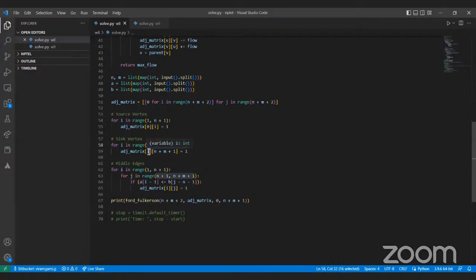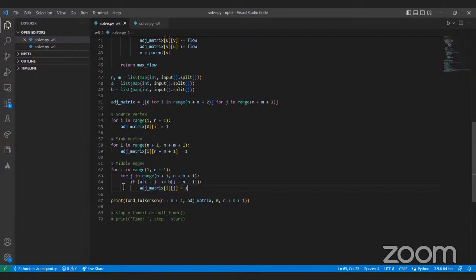So I am adding an edge capacity of 1 from all the vertices of the second partition to the sink vertex. So this will initialize the edge capacities for the third type of edges, right? And now we are remaining with the middle edges.